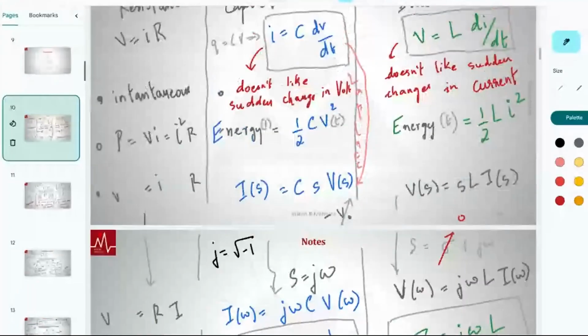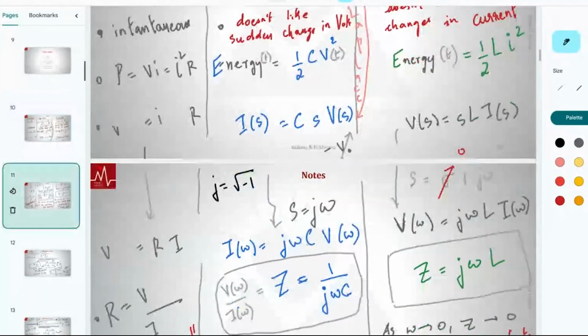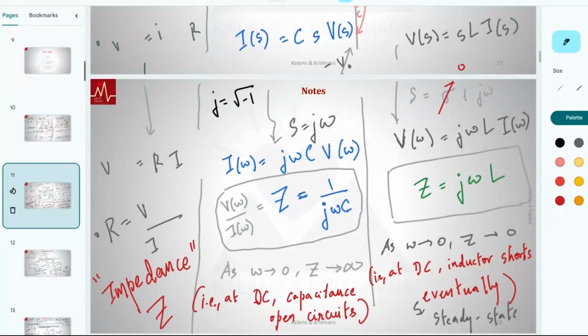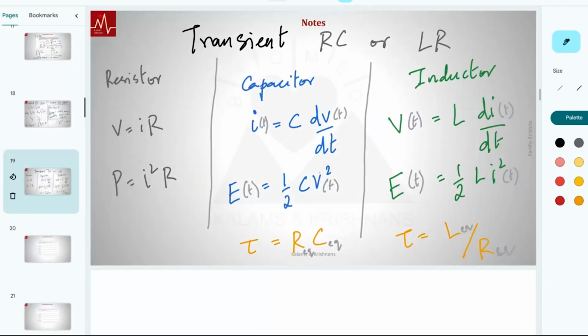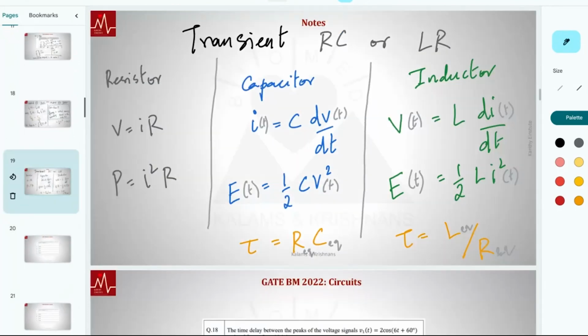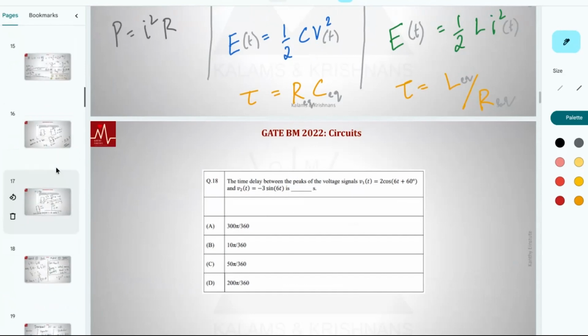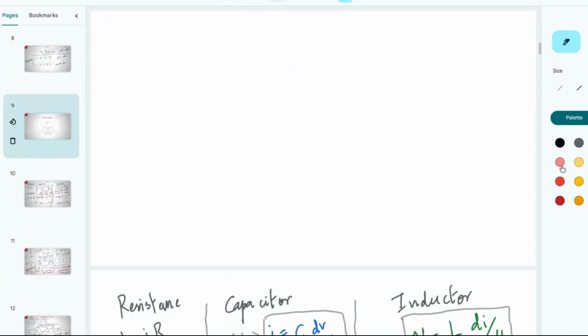This equation means no sudden change. Then eventually at DC, this thing opens, this thing shorts, and all that. It's all consequences, right? So this is all we need to know. Now let's move on to the circuits. Notice the typical concepts here.